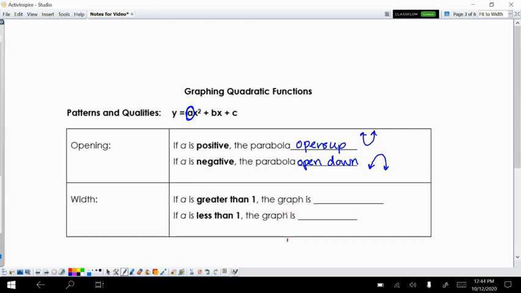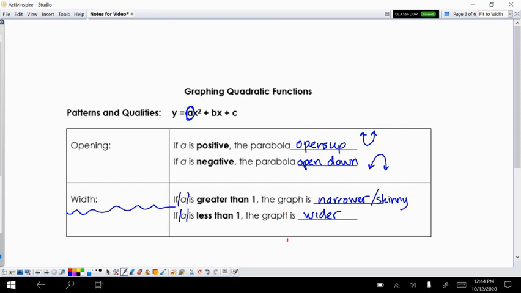The A value also tells us about the width. And this is really the absolute value of A. We ignore the sign. And if the absolute value of A is greater than 1, then our graph is going to be narrower. It's going to be skinny. If the absolute value of A is less than 1, then our graph is going to be wider or fatter.